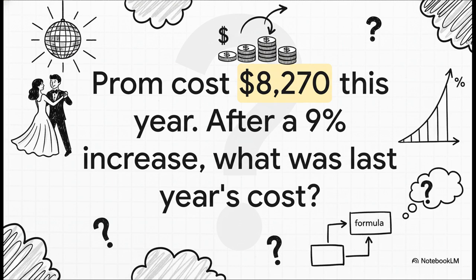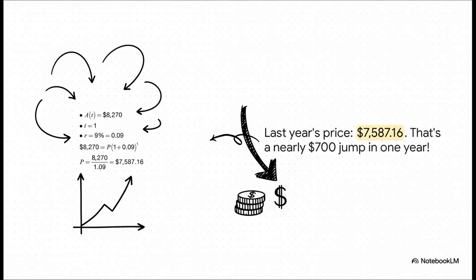Now, 9% doesn't sound like a whole lot, does it? But let's see. Can you use what we've learned to work backward and figure out last year's price? So check this out. Last year, the price was under $7,600. That small 9% increase added almost $700 to the bill in just 1 year. This is exactly why understanding this stuff is so important. It's how things like inflation are messing with your money every single day.